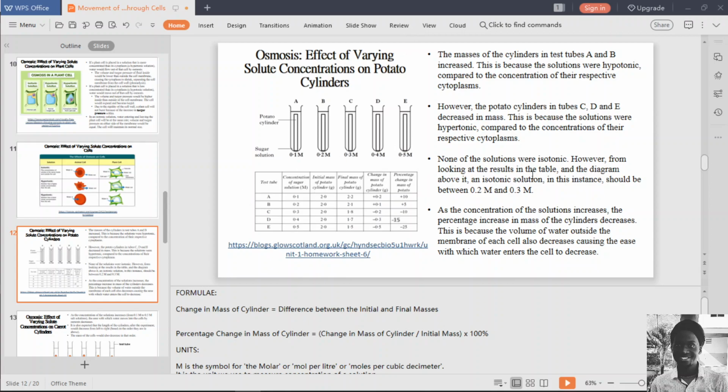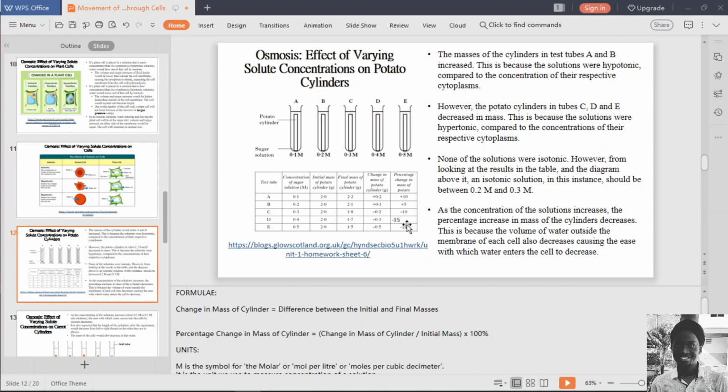Now it's important to note that none of the solutions were isotonic. None of the solutions had the same concentration as the cell cytoplasm, and this is evident because none of these values here is 0. If there was an isotonic solution, then one of these percentage changes in mass would have been 0.